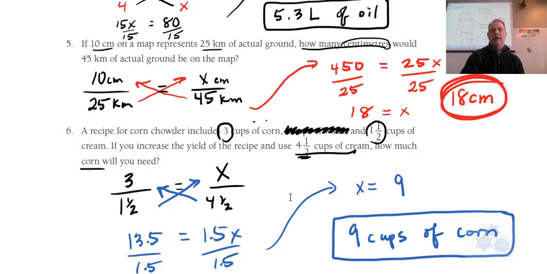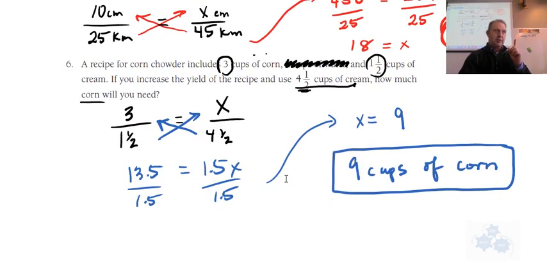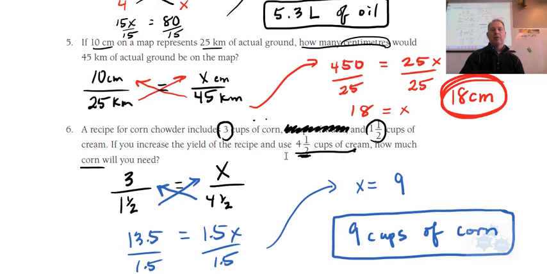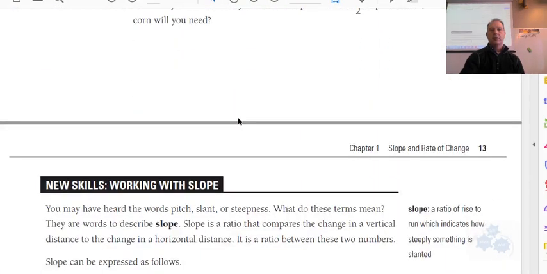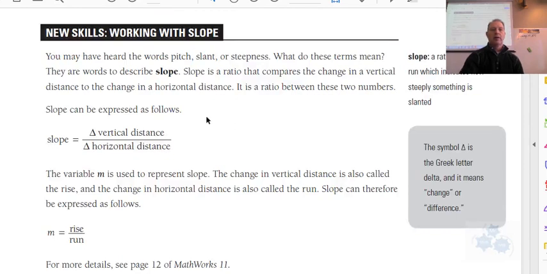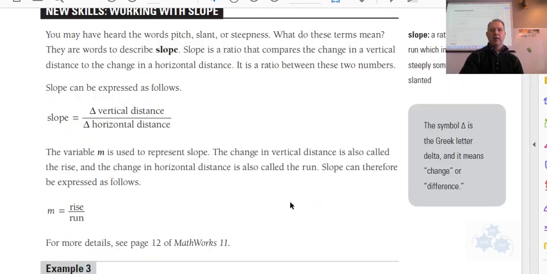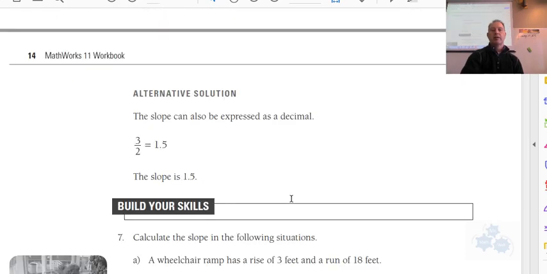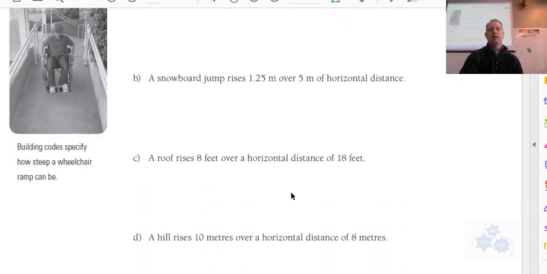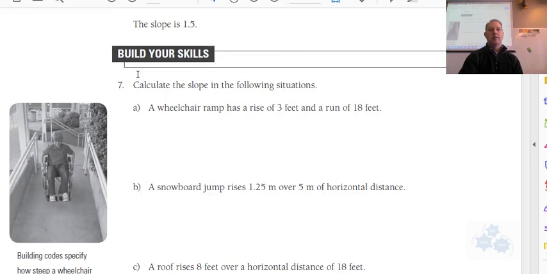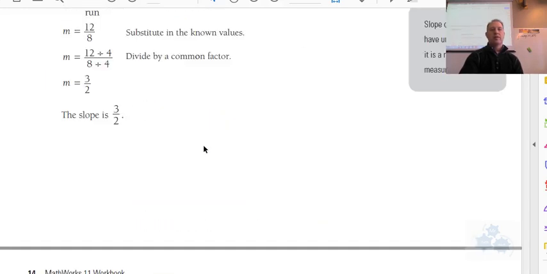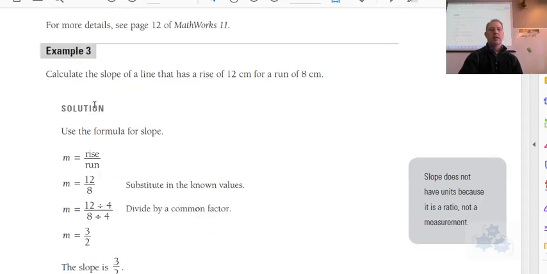Okay, so that'll be the first lesson. We did a couple of those examples and build your skills. So we're going to move on to working with slope. Okay, next day. What I would like you guys to do is see if you can do number 7 on your own. Okay, so we're going to talk about this next day. I want you to read through example 3 and try and do number 7. That's your homework. Okay? Dealing with slope.